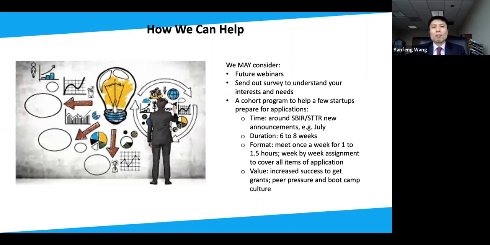Finally, depending on the interest and the need in our community for SBIR and STTR applications, we may consider future events. For example, if there's enough interest, we can continue with more webinars about SBIR and STTR, especially around the time of announcement.